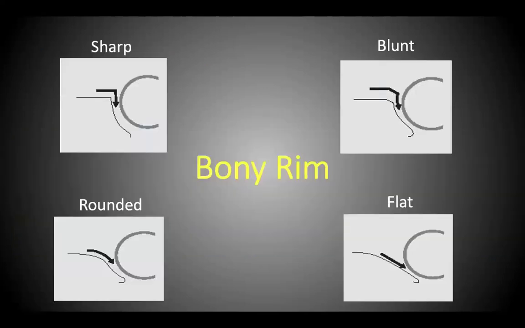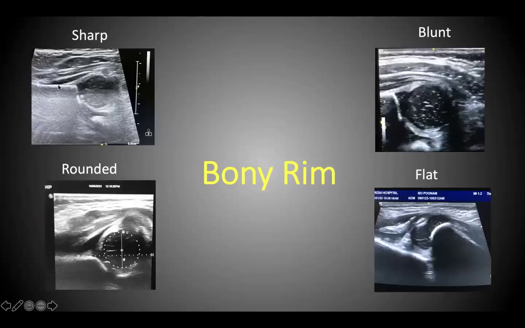Then the bony rim is also qualitatively described in four categories. It can be sharp, wherein it is very nice and sharp here. A blunt bony rim means that you will be missing a small corner at the edge of your bony rim. A rounded bony rim is neither blunt nor sharp; you can trace it as a smooth round. And flat is where, again, you can't actually make out the bony rim. So these are ultrasound examples.